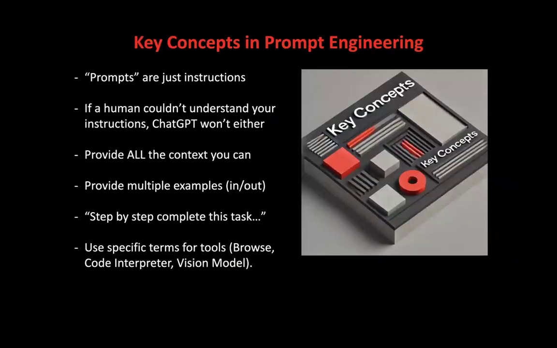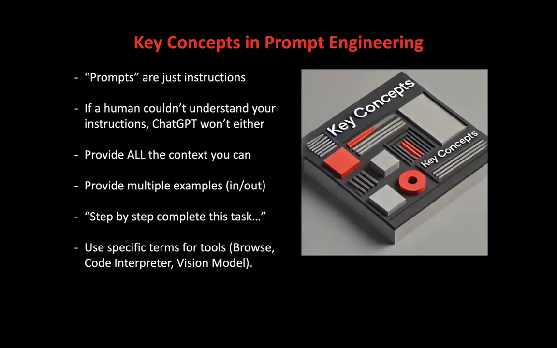So starting off, this is what we'll do in prompt engineering. Basically, prompts are just instructions. It's a kind of confusing thing: we're using AI, and it's talking back to us, but at the end of the day, you are just asking it for something and it's responding. So when you think about writing a prompt, think: if a human couldn't understand your instructions, then ChatGPT isn't going to either. It can't make big logical jumps. It's very smart, but you still have to explain what you want, even to the smartest person in the world.